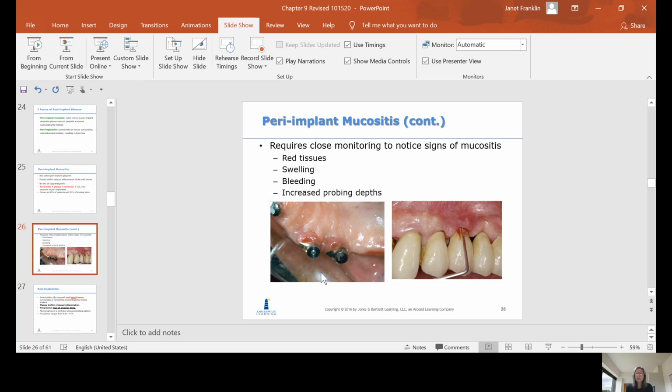And it can progress to peri-implantitis, just like gingivitis can progress to periodontitis. It requires close monitoring of the signs of mucositis, such as the tissue redness, the swelling, the bleeding, the increased probing depths. These are some pictures. You might see that.